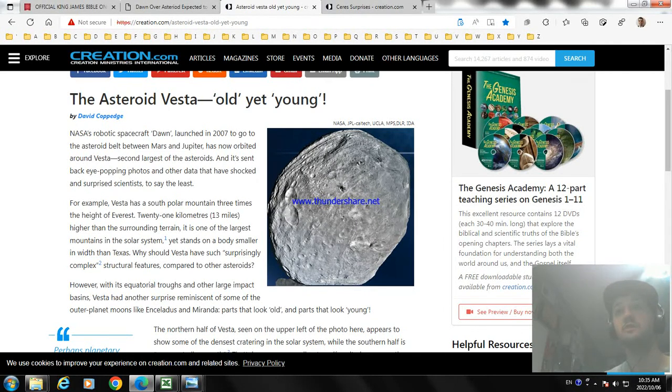So the asteroid Vesta is not so young after all. NASA's Dawn spacecraft launched in 2007 to go to the asteroid belt between Mars and Jupiter, and now orbits Vesta, the second largest of the asteroids. The photos and measurements are surprising, to say the least.